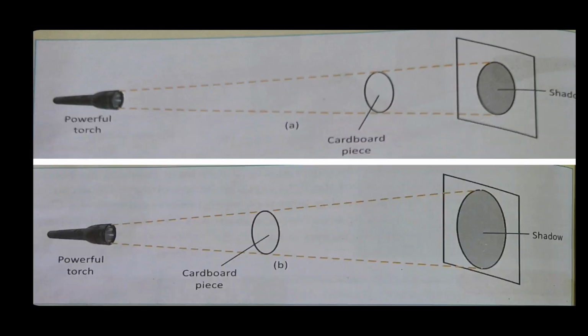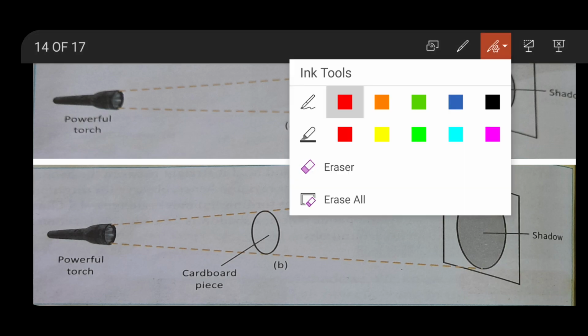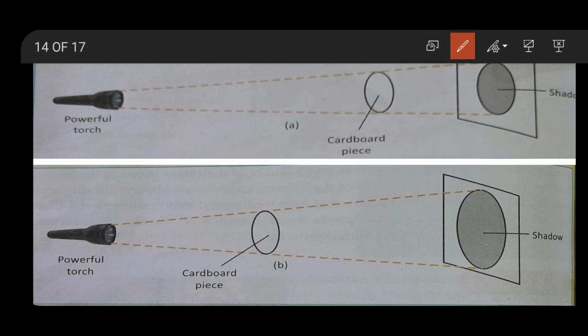For this, there is one more activity which is given in your book, that send a beam of light from a powerful torch over a circular piece of cardboard to obtain its shadow on the screen, as you can see in the first picture here. So here a powerful beam of light is thrown through the torch on a cardboard piece, and we are obtaining the shadow of that cardboard piece on the screen.